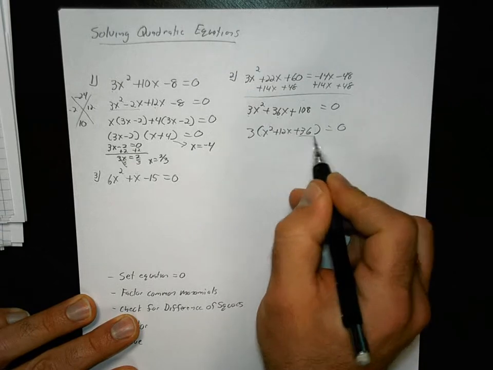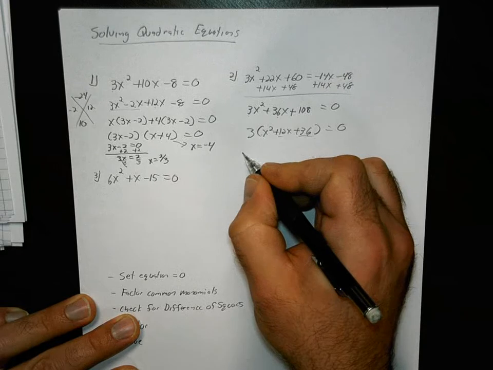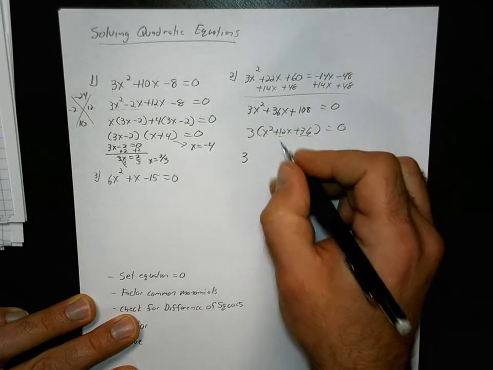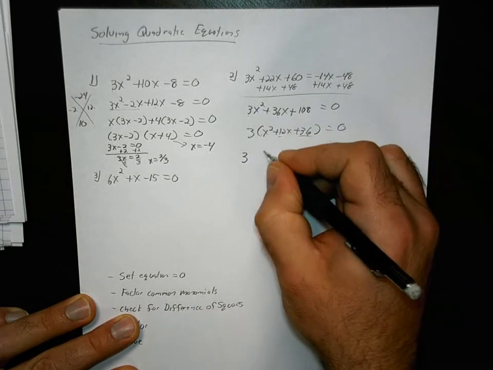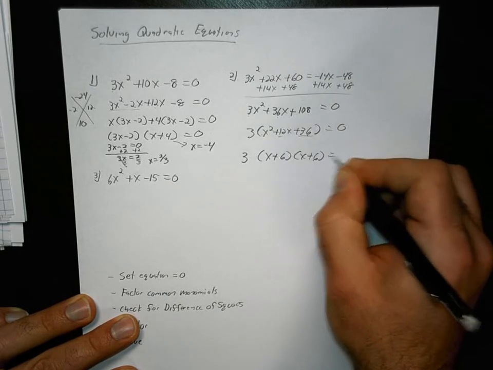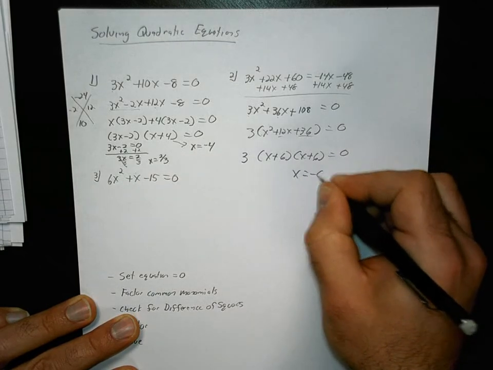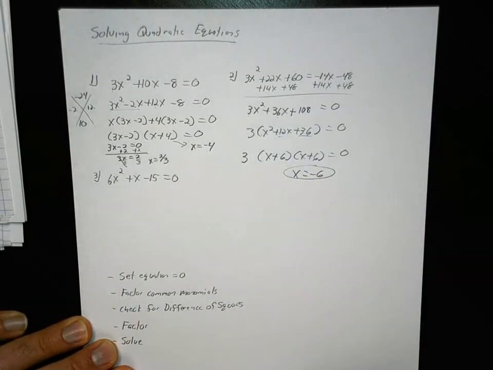Okay, now there's no coefficient here, so this is the simple factoring. Just two numbers that multiply to get 36 that add up to 12. This is actually a perfect square trinomial because 6 squared is 36 and 6 plus 6 is 12. There's going to be an x plus 6 and an x plus 6. Now, because they're both the same, I get one solution of x equals negative 6 in that case.